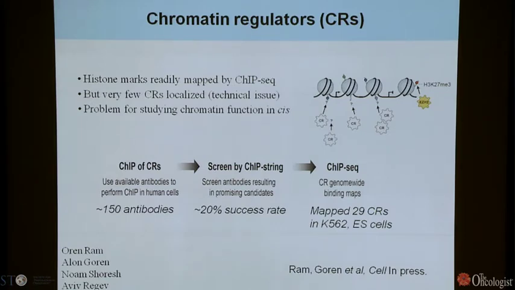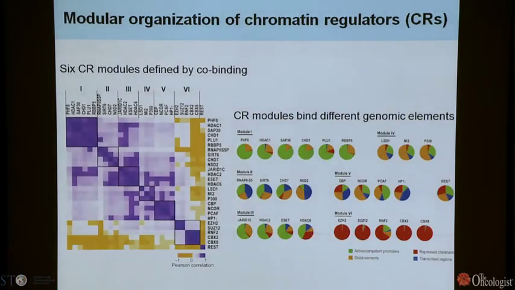They did this. Most of the antibodies fail, don't enrich anything specifically, but they identified about 29 antibodies to different chromatin regulators that did seem to enrich chromatin specifically. They then applied these to our ChIP-seq pipeline, and sure enough, they were able to map these 29 chromatin regulators in K562 and some subset of those in ES cells as well. Let me tell you a little bit about what they found.